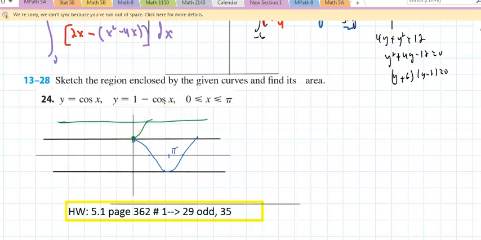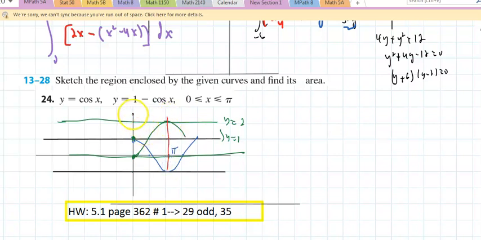No, I messed up. You start y equal 1, you go up 1 unit to y equal 2, and down 1 unit to y equals 0. Starts, it's upside down, so it starts down here, goes up, and back down. And I want the area between 0 and pi.